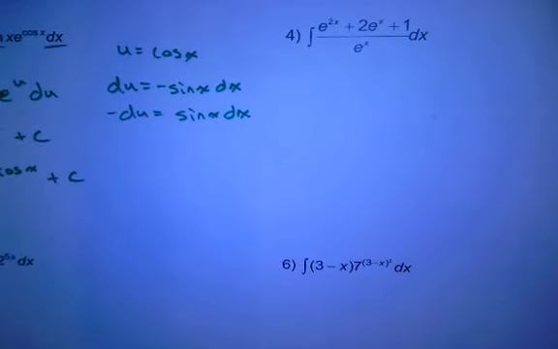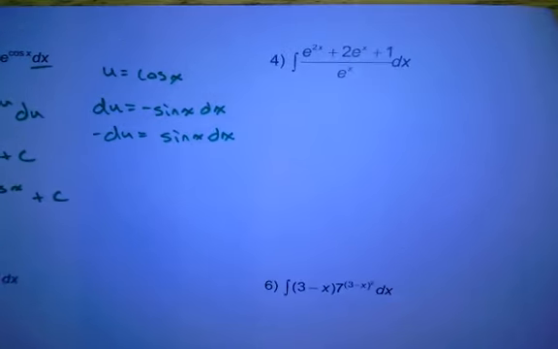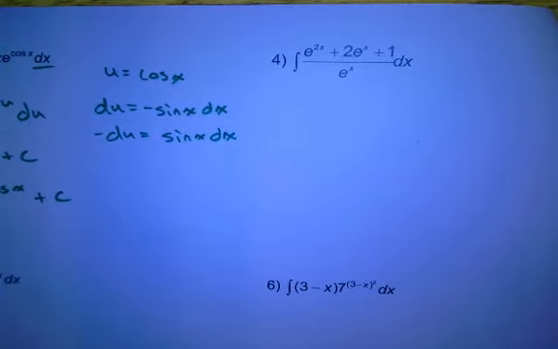Alright, number 4. Kind of. But it's easier than what you said. Okay, this is a good one to rearrange because there's no u value that's going to satisfy everything. So this is a rearrange, quote unquote, problem. Divide everything by e to the x.